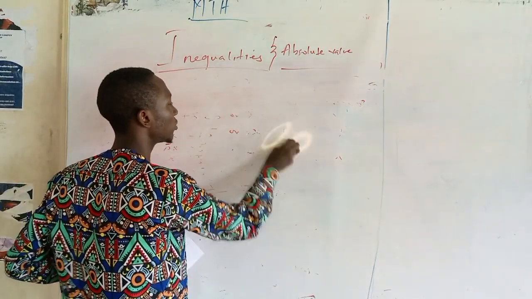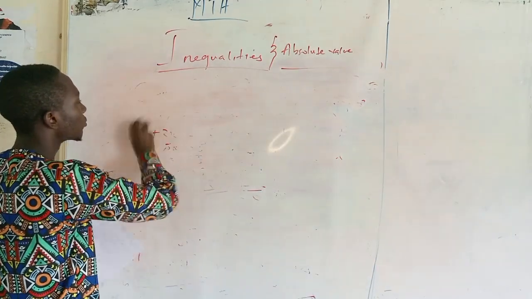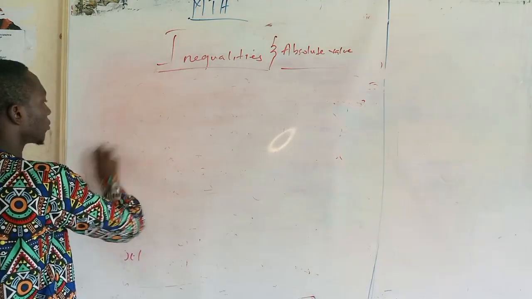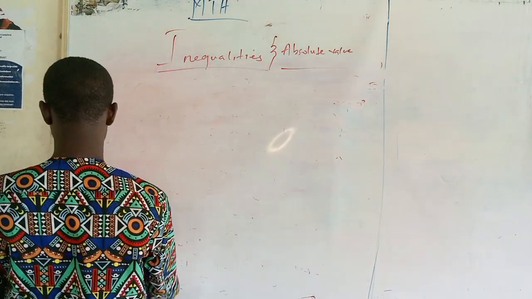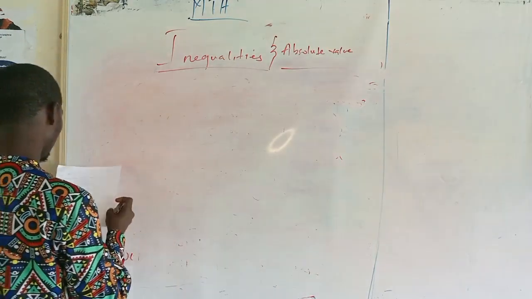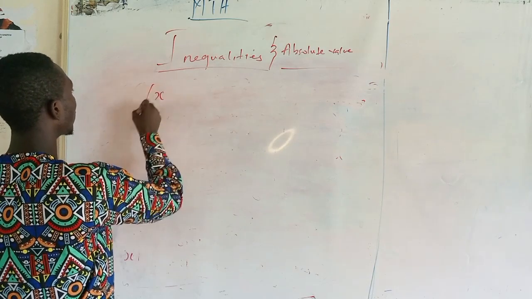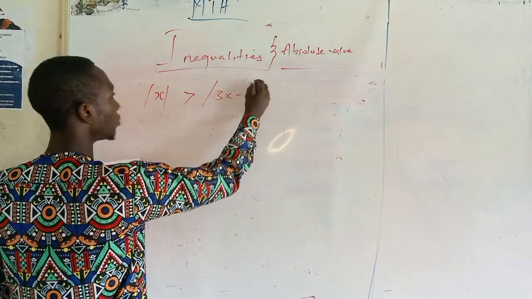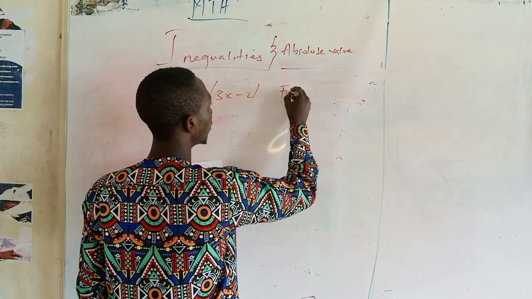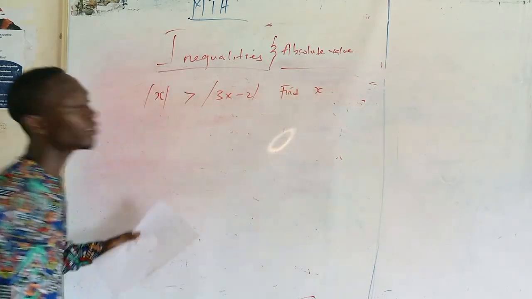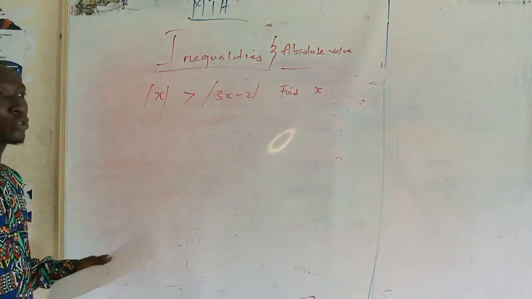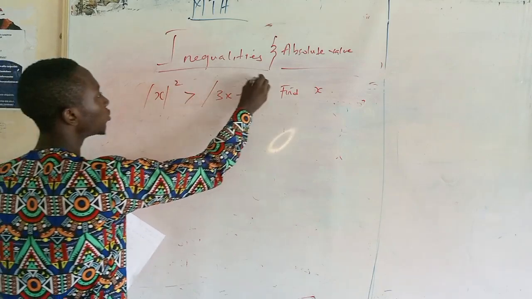Now let's take another question on absolute value. Let's say we have |x| greater than |3x minus 2|, and we are asked to find x. Now this is absolute value because you see this sign. So therefore, how do you solve? I've told you to solve absolute value, you square both sides.